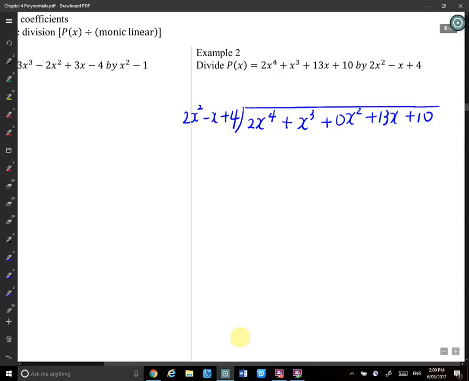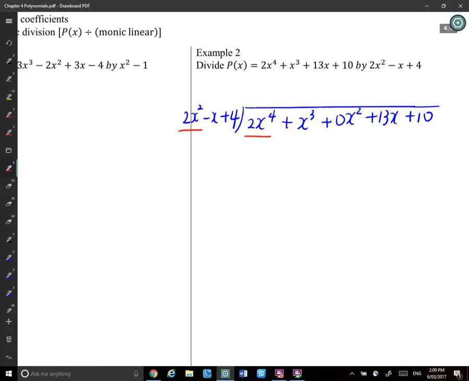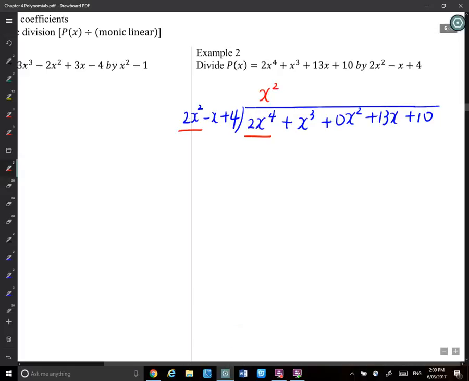Okay, 2x to the power 4 divided by 2x squared. You use the first term to divide by the first term, in decreasing order. So 2x to the power 4 divided by 2x to the power 2, you have x to the power of 2. Then you need to multiply the x squared with the divisor. So you have 2x to the power of 4 minus x to the power of 3 plus 4x to the power of 2.